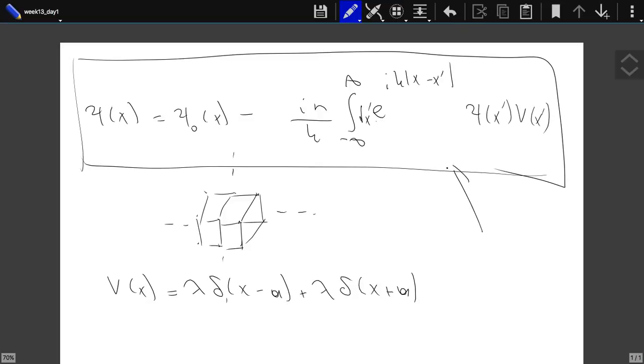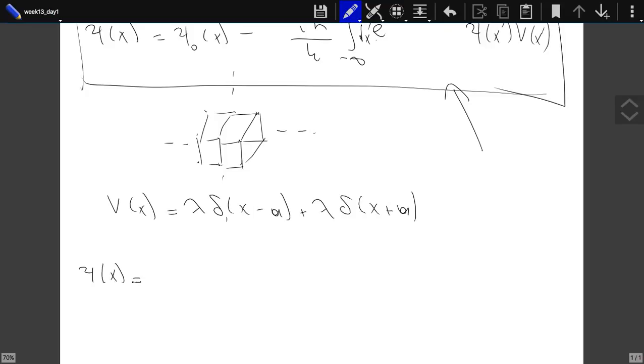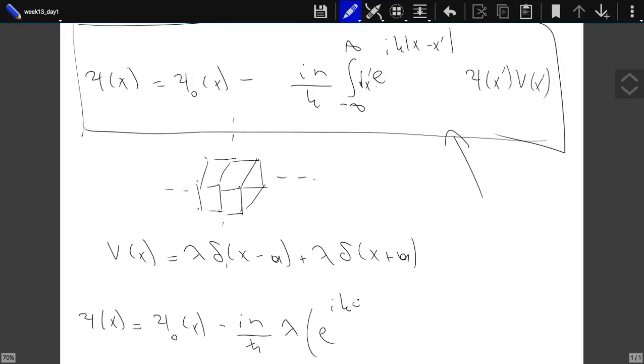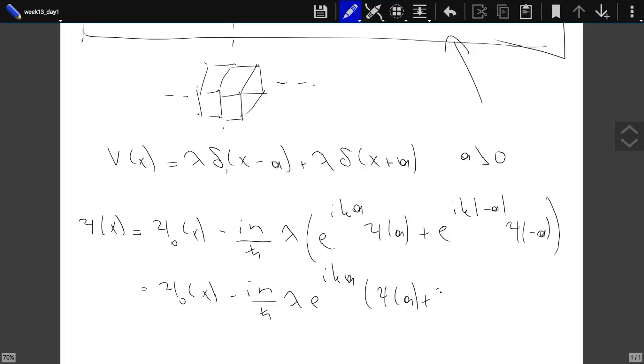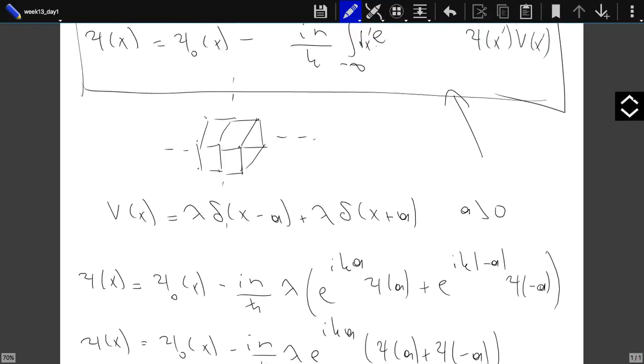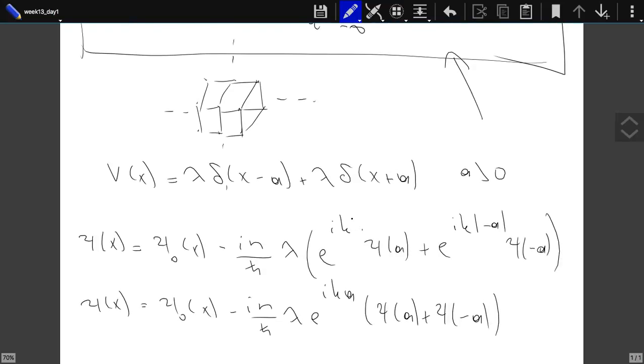If we put it in the scattering solution, we get psi of x equal to psi 0 of x minus i m over h bar lambda times e to the power i k absolute value of x minus a, psi of a, plus e to the power i k absolute value of x plus a, psi of minus a. No, sorry, I had a mistake: it is e to the power i k times the absolute value of x minus a, and the absolute value of x plus a.